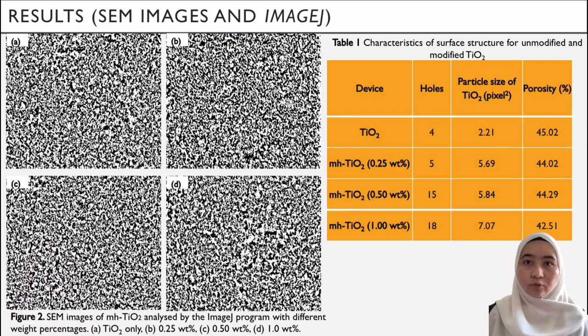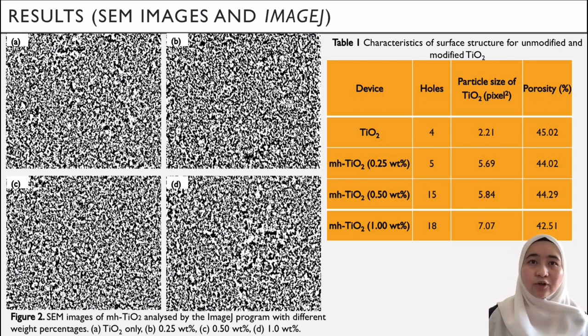As you can see from figure 2, the white area showed MHTiO2 and the black area showed the unfused space. The black area decreased as the weight concentration of MHPPV in TiO2 increased. From table 1, the porosity of the MHTiO2 increased from 44.02% to 44.29%, but decreased to 42.51% for 1.00 weight concentration. The decrease of 1.78% in the porosity of MHTiO2 at 1 weight percent is probably due to the small interparticle distance between TiO2 and MHPPV.